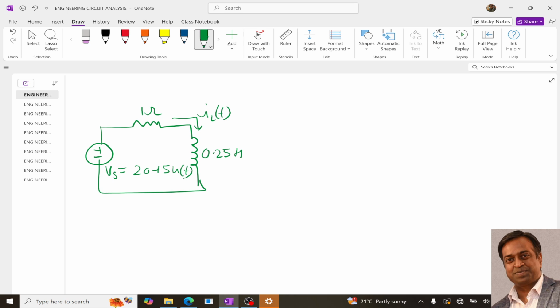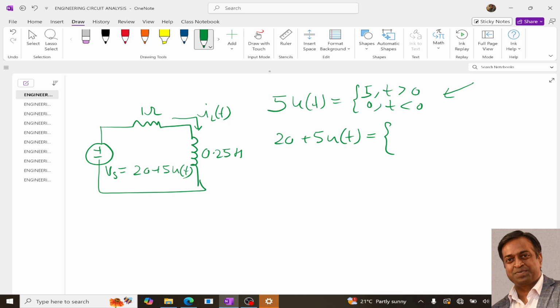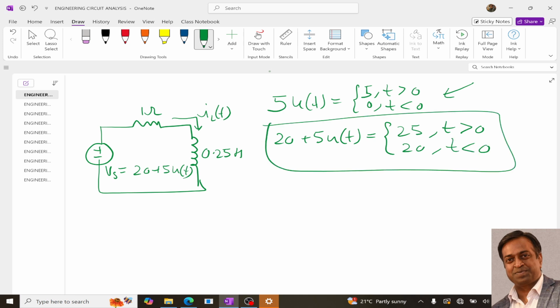Now in 20 plus 5u(t), we know that u(t) equals 1 for t greater than 0 and 0 for t less than 0, right? So 5u(t) will be this, and 20 is added to this, so it will be 25 for t greater than 0 and 20 for t less than 0. From this we can conclude that at t less than 0 the voltage supplied is 20, and at t greater than 0 the voltage applied is 25.